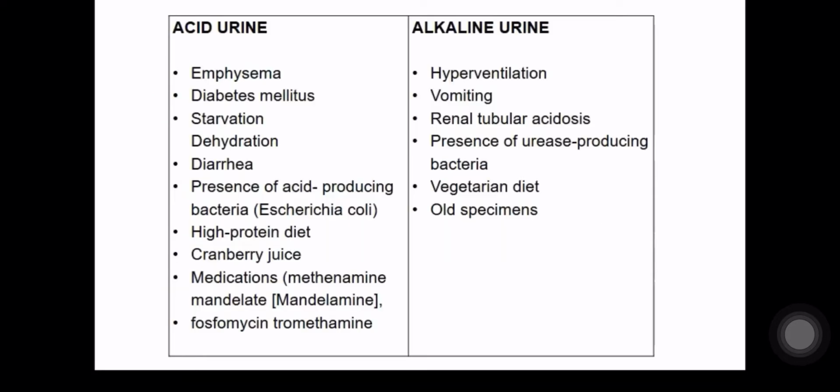Correct answer is letter C. Now, just in case, okay, sino may acidic urine, ano mga conditions? For example po, we have emphysema, DM, okay, starvation, dehydration, diarrhea po. And also have high protein diet, okay, certain medications po, like for example, methenamine mandelate and fosfomycin tromethamine. For alkaline urine, sino naman po yung may alkaline urine? We have hyperventilation, we have vomiting, we have renal tubular acidosis, we have presence of urease producing bacteria, vegetarian diet, and old specimens po.